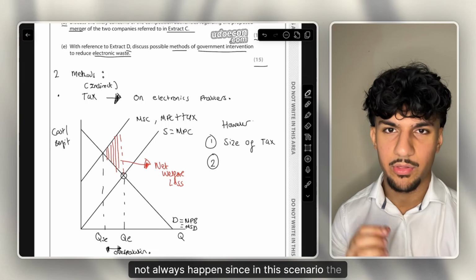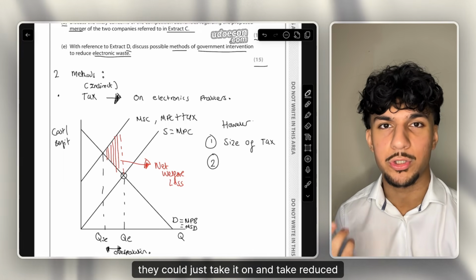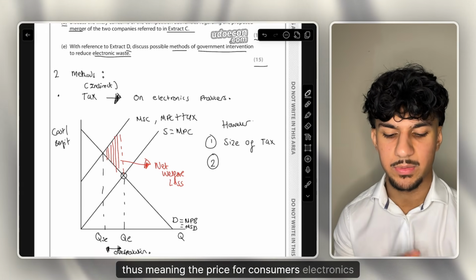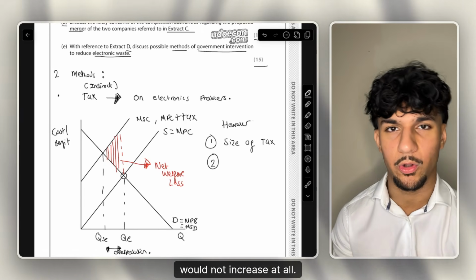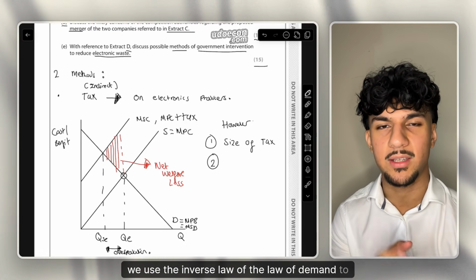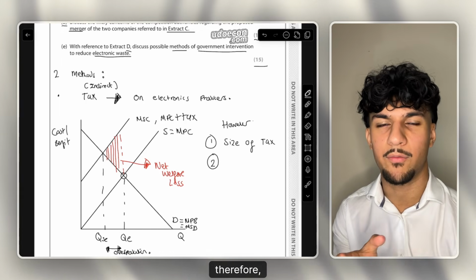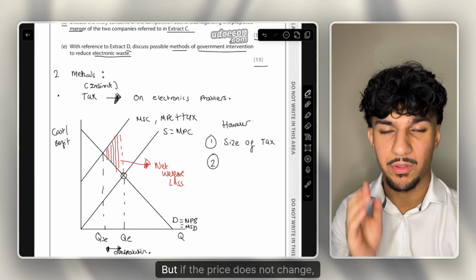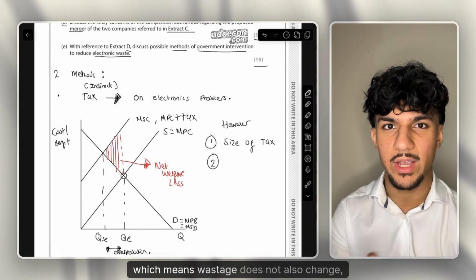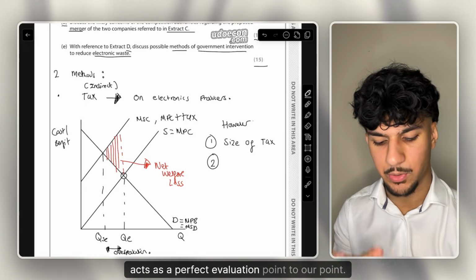Since in this scenario, the producers could just firm the tax. They could just take it on and take reduced profits and reduced profit margins, meaning the price of consumer electronics would not increase at all. If we use the inverse law of demand, quantity demanded would decrease and therefore the amount of wastage would decrease, but if the price does not change, quantity demanded stays exactly the same, which means wastage does not change either, which of course acts as a perfect evaluation point.